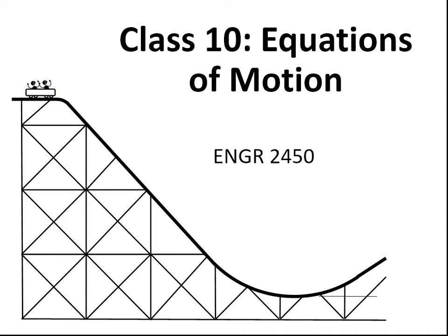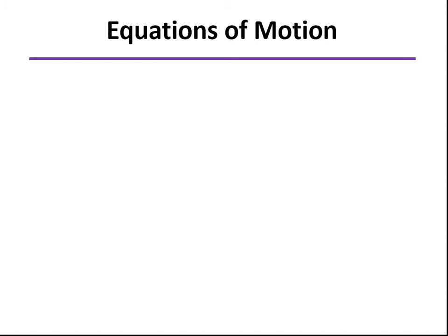Alright, for the last class we finished up our section on the kinematics of particles, and so today we're looking at kinetics. And the first method for looking at the kinetics is going to be with equations of motion. And so the bottom line, Newton's second law, is that the sum of the forces acting on a body, acting on a particle, are equal to the mass times the acceleration.